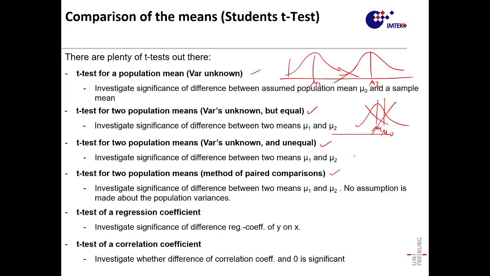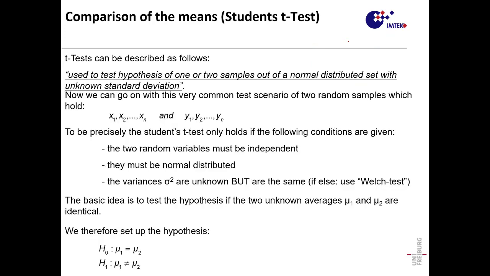It could also be that they are related to each other, so that these two populations are related, for example, coming from the same person. You are testing the weight of the person before a diet and after a diet, for example. And then you can also use the t-test for regression coefficients and correlation coefficients, but we're not going to do this in this lecture. We want to focus on comparing two means with the student test.